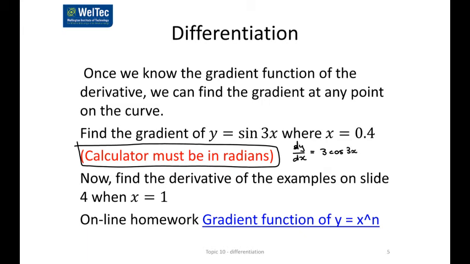And now if we're going to find it when x is 0.4, that would be 3 times cos of 3 times 0.4. So that would be 3 cos of 1.2. Look it up on your calculator and you get, to 4 decimal places, 1.0871.